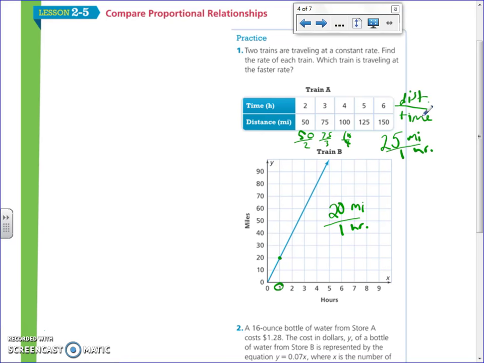So really I'm comparing 25 miles an hour to 20 miles an hour, and since I know 25 miles an hour is faster, since it's going more distance in the same amount of time, I will say that train A has the faster rate.